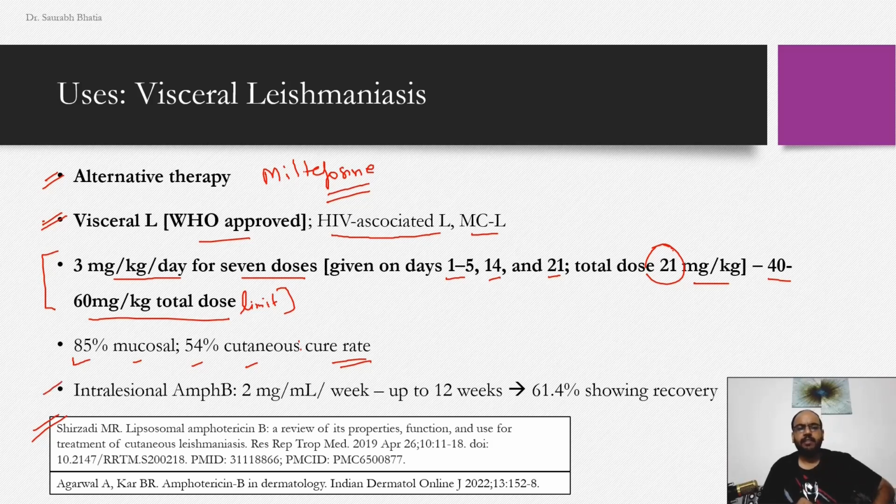Now, intralesional amphotericin B has also been used. The concentration is 2 mg per ml, given every week inside the lesion. It's the same IV formulation; you prepare it at 2 mg per ml and put it inside the lesion for up to 12 weeks, and 61.4% show complete cure. So that is another formulation. For visceral leishmaniasis, I'll repeat: 3 mg per kg per day for days 1, 2, 3, 4, 5, then day 14, then day 21. Clear?